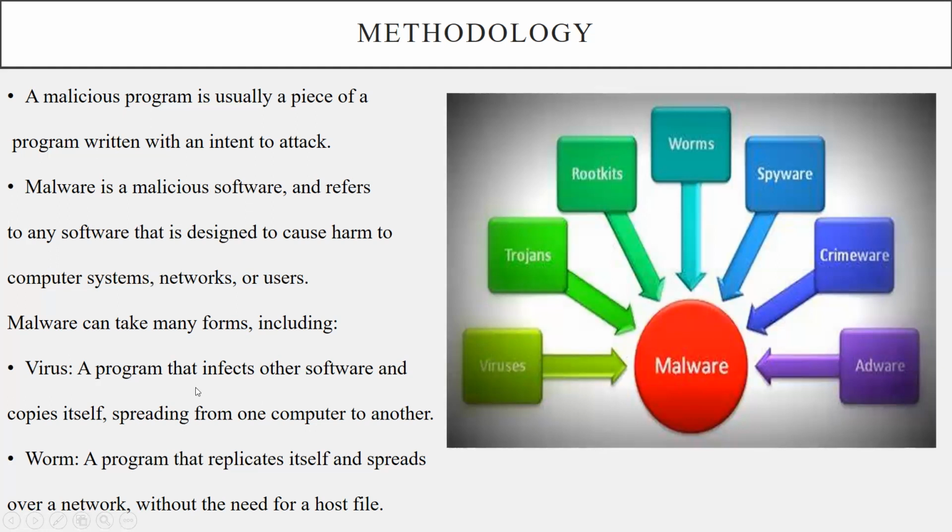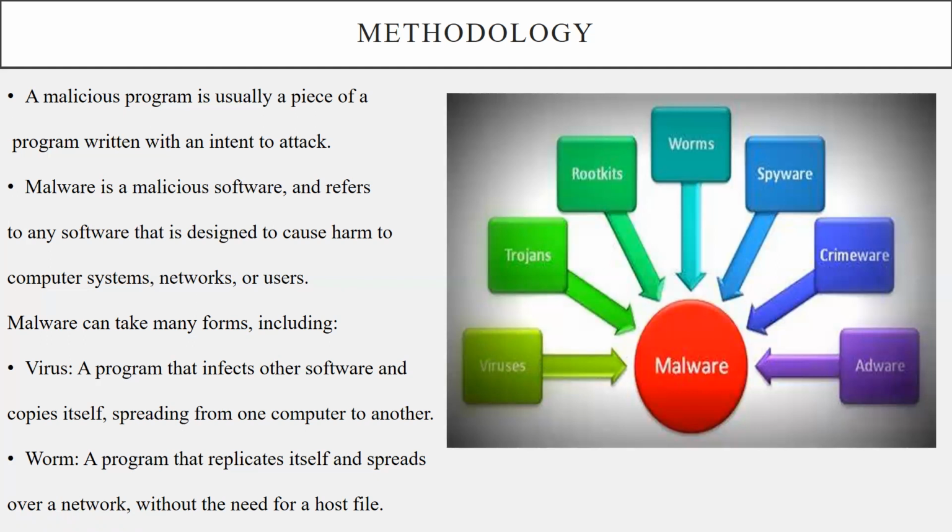Virus is a program that infects other software and copies itself and spreads from one computer to the other computer. Trojan is a program that appears to be legal, but it contains hidden malicious functionality. Rootkit is a software that provides an attacker with administrative level access to the computer or the network. And next comes the worm. Worm is a program that copies itself and spreads over the network without the need of a host file.